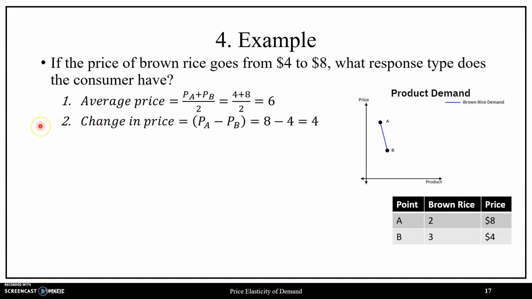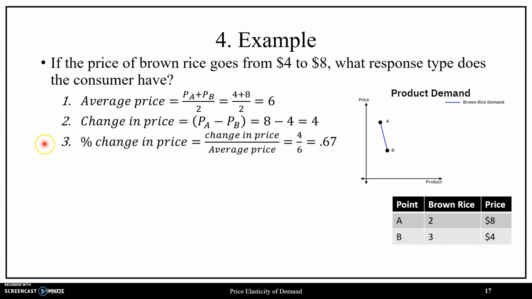In terms of the percentage change in price, x2 minus x1, we know that x2 is A, x1 is B, and in terms of price, that then means 8 minus 4, giving us a value of 4. So then in terms of constructing our percentage change in price, this is going to be the change in price divided by the average price, so 4 divided by 6, giving us a value of 0.67. And then now repeating the same, but for brown rice in terms of quantity demanded, average brown rice is going to be brown rice at point A and B divided by 2, or 2 plus 3 divided by 2, giving us a value of 2.5.